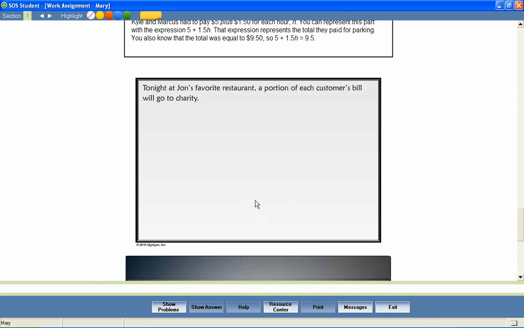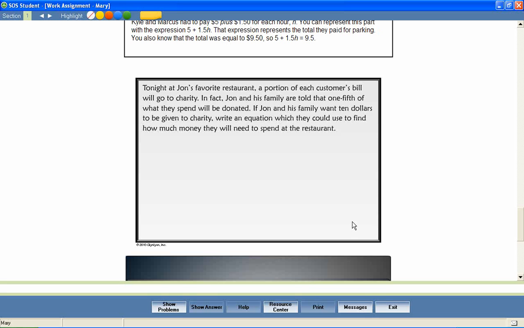Tonight at John's favorite restaurant, a portion of each customer's bill will go to charity. In fact, John and his family are told that 1/5 of what they spend will be donated. If John and his family want $10 to be given to charity, write an equation which they could use to find how much money they will need to spend at the restaurant.